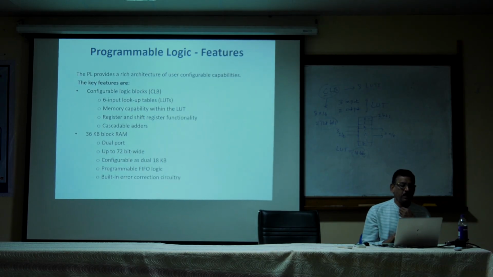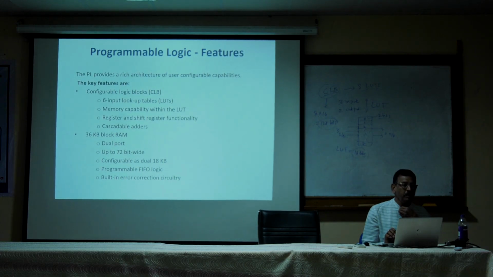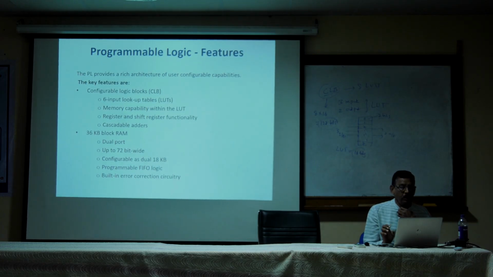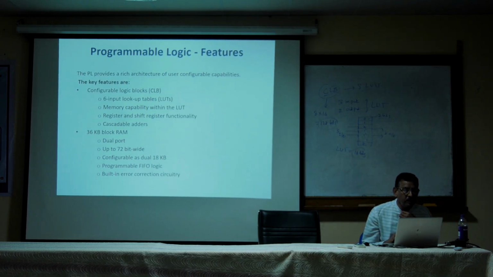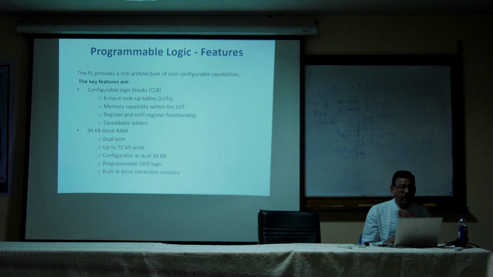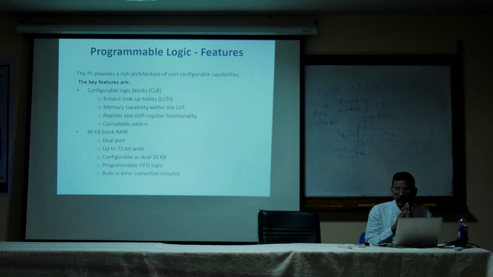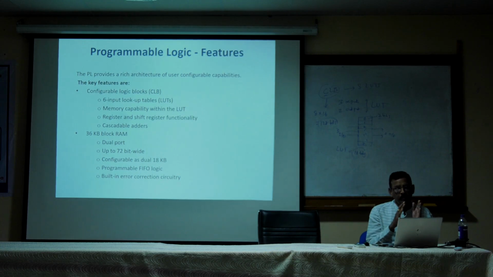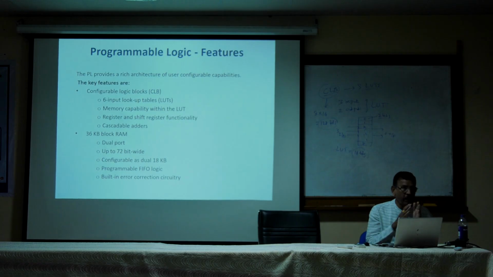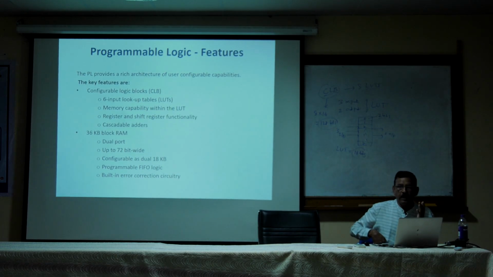As far as memory is concerned, 32 KB block RAM, where KB is kilobytes. How many are there? We do not know, it is not given. Dual port, and up to 72-bit wide. That means we can increase the memory width also. If we connect blocks in parallel, we can increase the width. If you connect in serial, you increase the size.